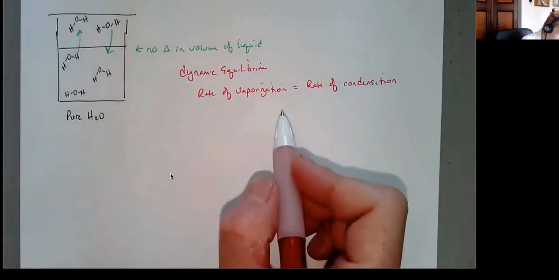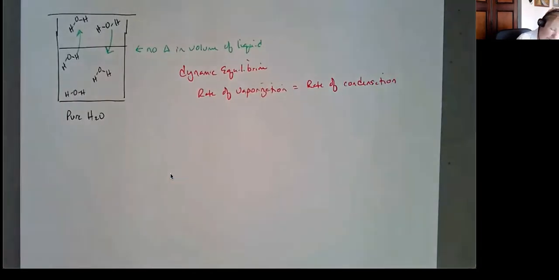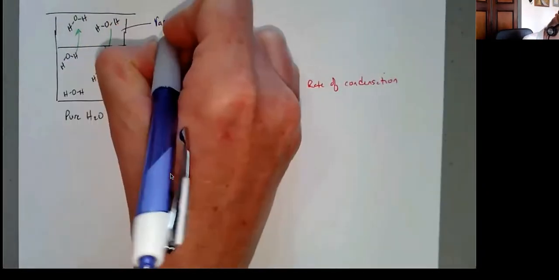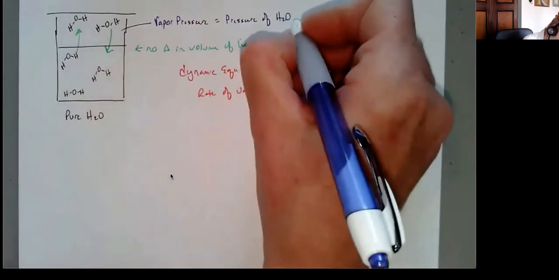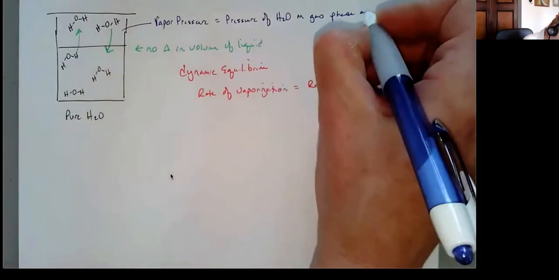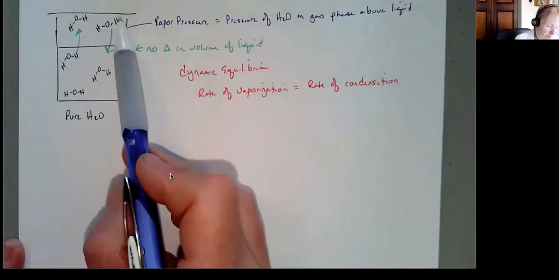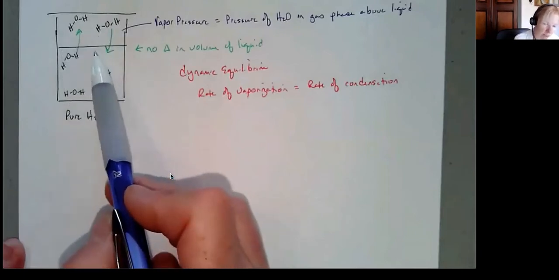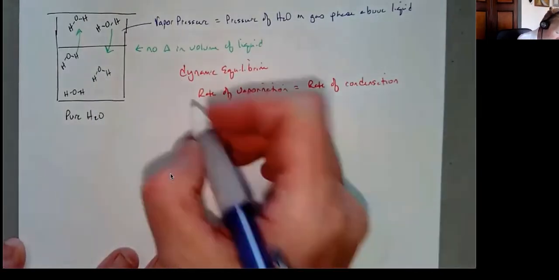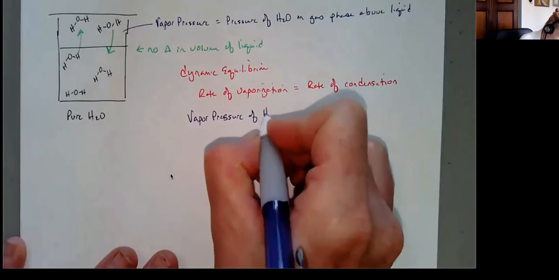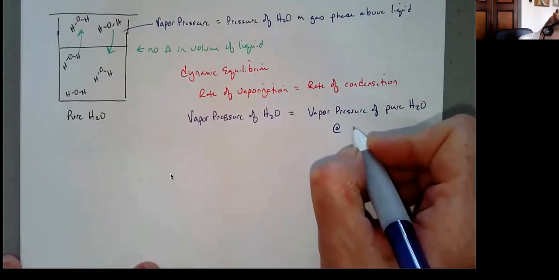At this point, if I were to take the vapor pressure, the vapor pressure is going to equal the pressure of water molecules that are in the gas phase above the liquid. So my vapor pressure would be the pressure of the water molecules here above the surface of this liquid. And so if I'm at dynamic equilibrium, then the vapor pressure of the water is going to equal the vapor pressure of pure water at a particular temperature.